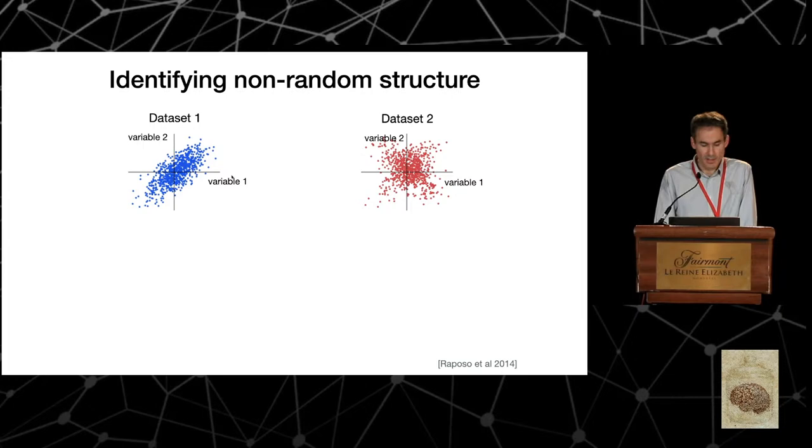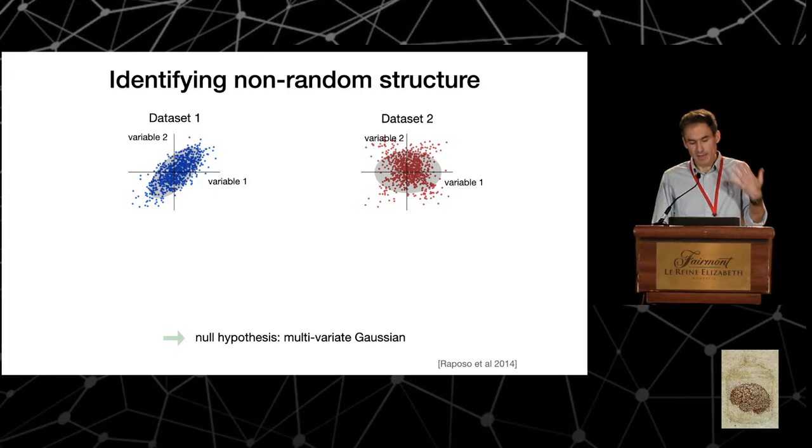And so the first question is, is there any structure in this distribution? The way to address this question is to compare each data set with a null distribution, which represents completely random selectivity. A natural null distribution here is a multivariate Gaussian, which can have some correlations, but this is the only structure in the null distribution. So the first step is to fit a Gaussian to the data set.